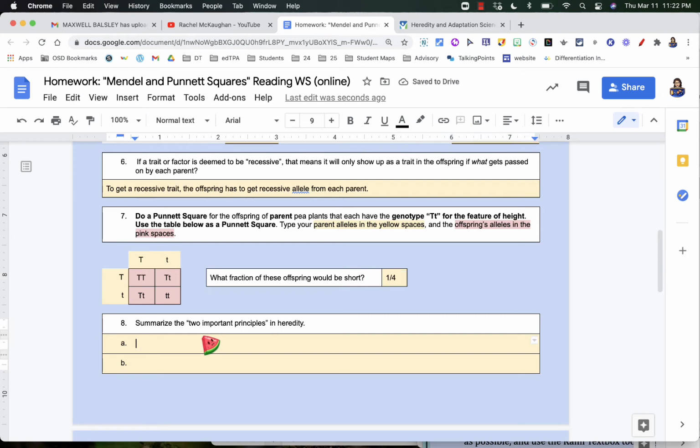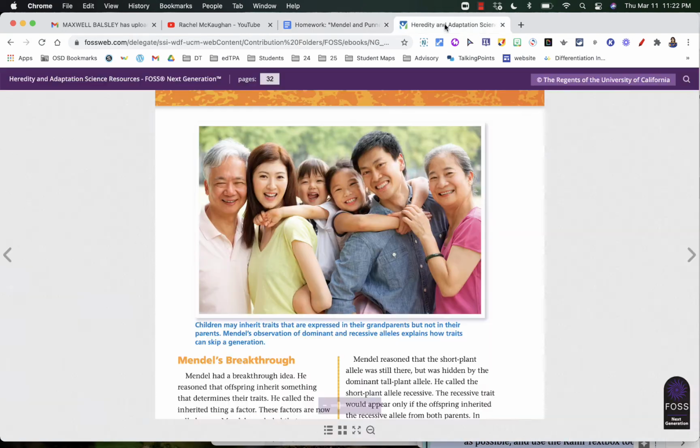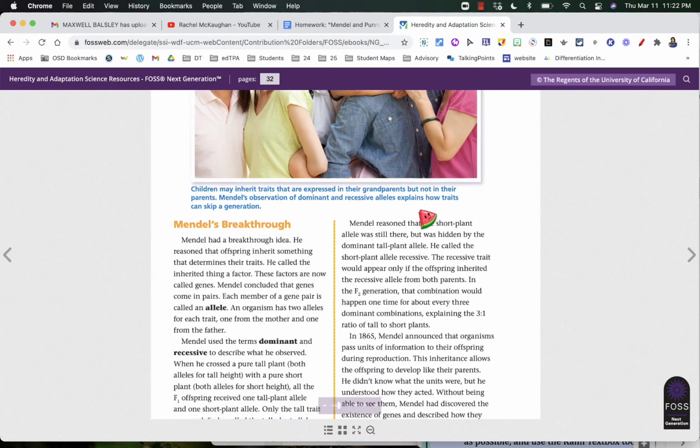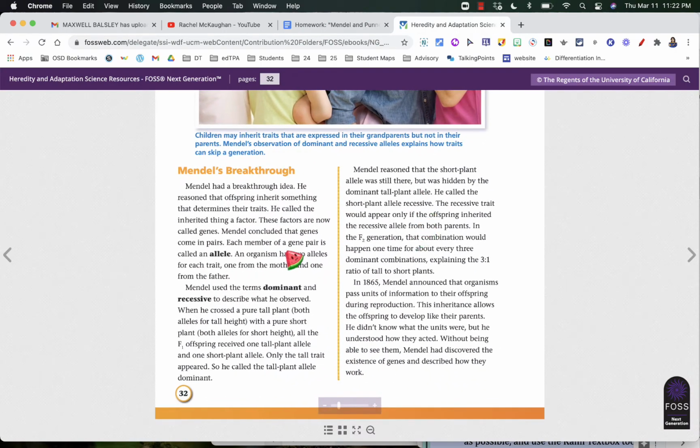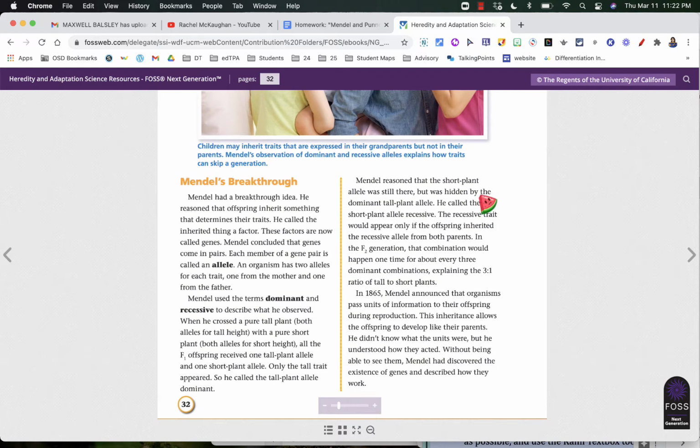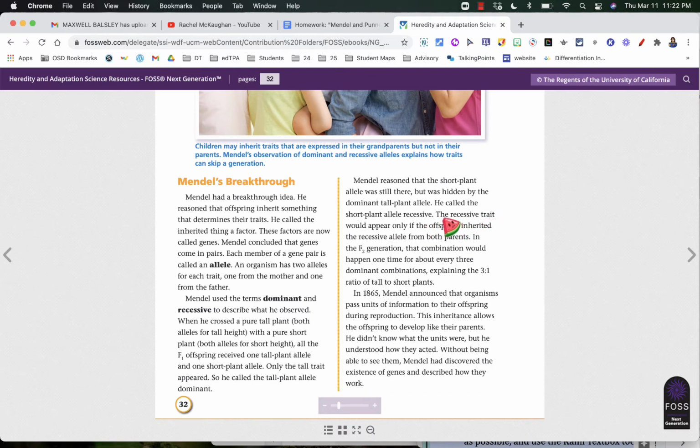Okay, summarize the 2 important principles in heredity. Mendel reasoned that the short plant allele was still there, but was hidden by the dominant tall plant allele. He called the short plant allele recessive. The recessive trait would appear only if the offspring inherited the recessive allele from both parents. Oh, we just answered that question. In the F2 generation, that combination would happen one time for about every 3 dominant combinations, explaining the 3-to-1 ratio of tall to short plants.